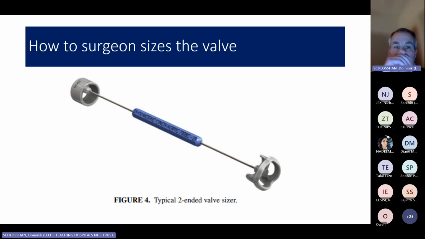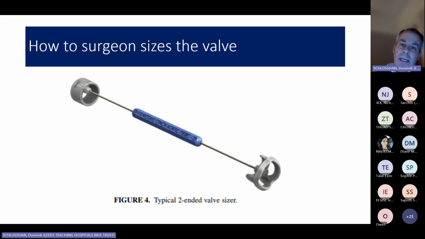How do the surgeons size the valve? Once they've opened the heart, they put this little device in, this sizer, and see what they can fit in. It looks a bit like a plunger, doesn't it? If it gets stuck or they can't get it in, then that's too big. Then they have to make it smaller, and I think they have a little gauge on it that tells you what size they can put in.